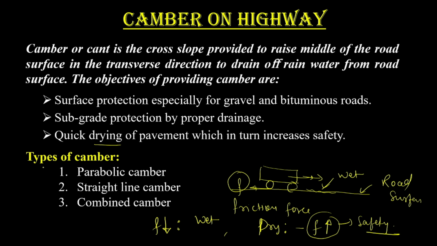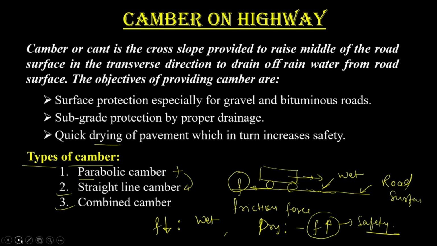Now if we talk about the types of camber, the first is parabolic camber, the second is straight camber, and the third is combined camber. Combined camber is when we provide both parabolic plus straight. So next we will see how we provide parabolic camber, straight line camber and combined camber. Let's see.